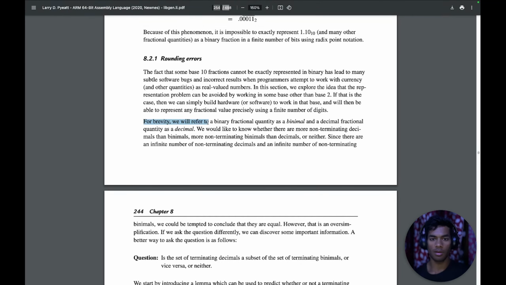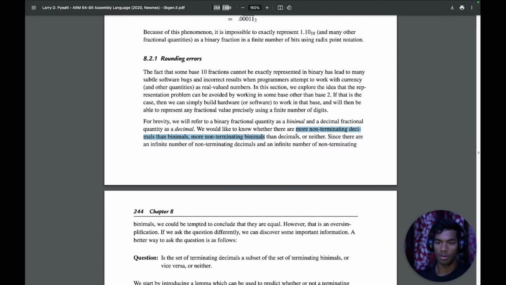For brevity, we will refer to a binary fraction quantity as binimal and a decimal fraction quantity as decimal. Decimal does not mean a radix point in any number. Decimal means radix point in base 10, specifically in base 10. We would like to know whether there are more non-terminating decimals than binimals.